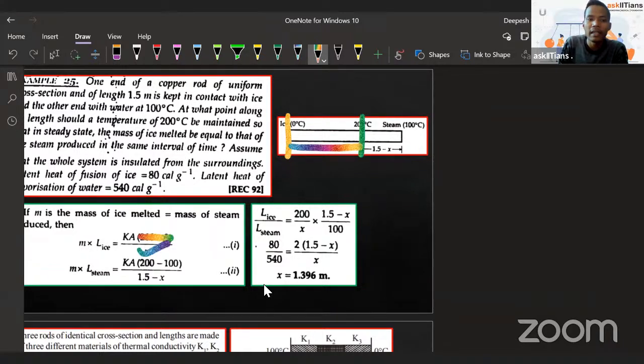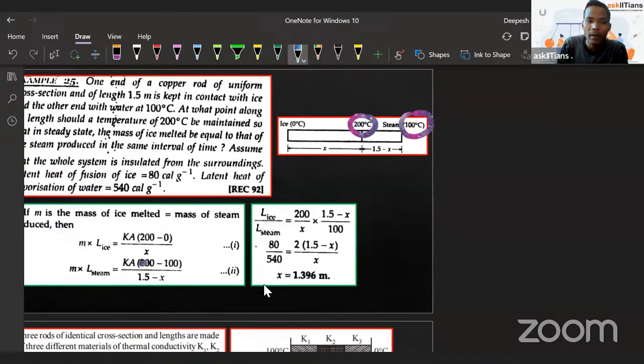Separation is X, area is A, and material is K. All of these things are okay, no problem at all. But what will you put this heat equal to? You will put it equal to the latent heat, ML. Okay.